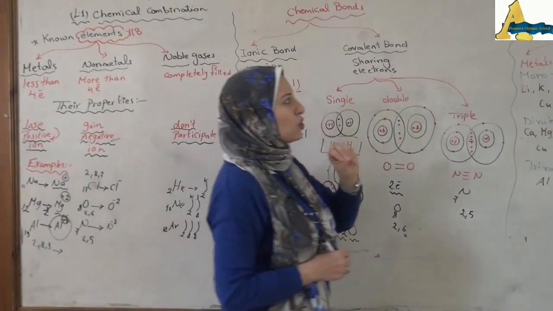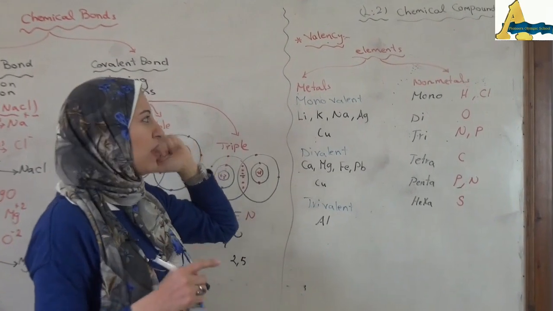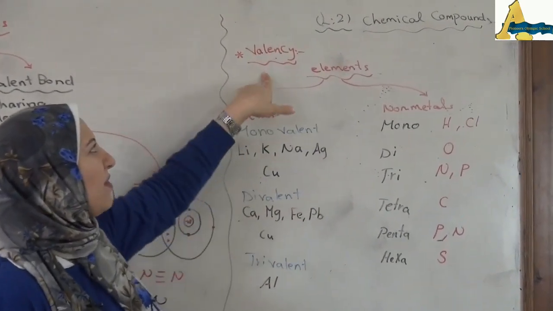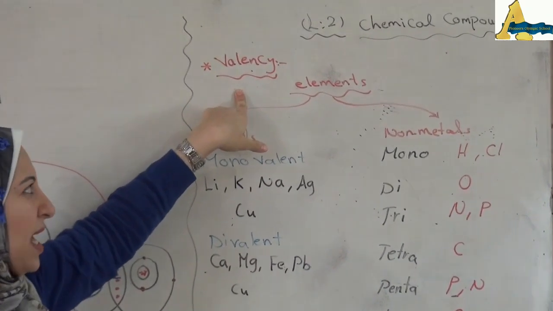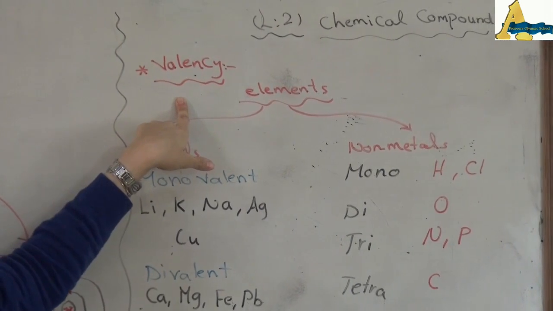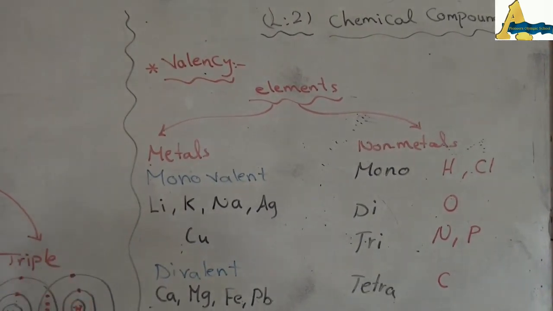Let's start lesson 2 with the same end. We ended here by losing, gaining, and sharing electrons. So the number of lost, gained, or even shared electrons is known as valency. Again, valency is the number of lost, gained, or even shared electrons by an atom during the chemical reaction.